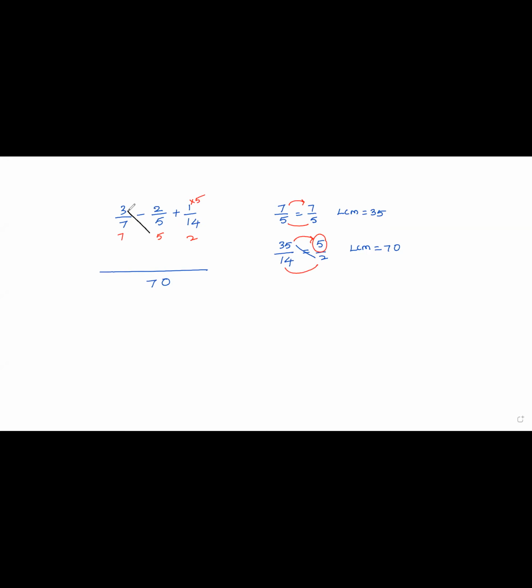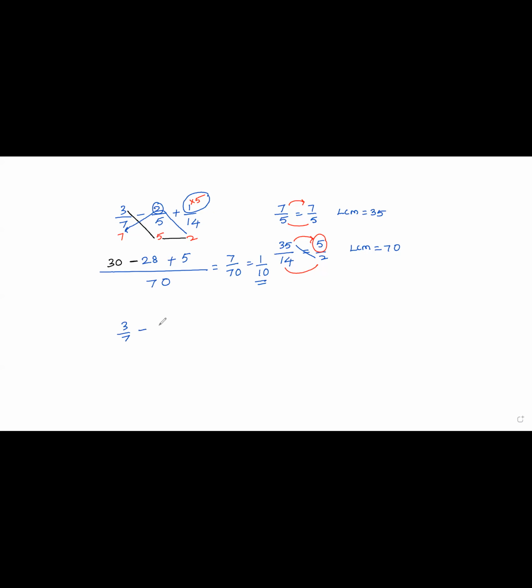So now 3 into 5 into 2. So that is 30. Minus symbol is there. I'm writing minus here. Now 2 into 7, 14. Okay. And 14 into 2, that is 28. Plus symbol is there. After that, 1 times 5. There is no denominator. So that is 5. So finally I am getting 7 by 70. Okay. So that we are getting 1 by 10 as the final answer here.